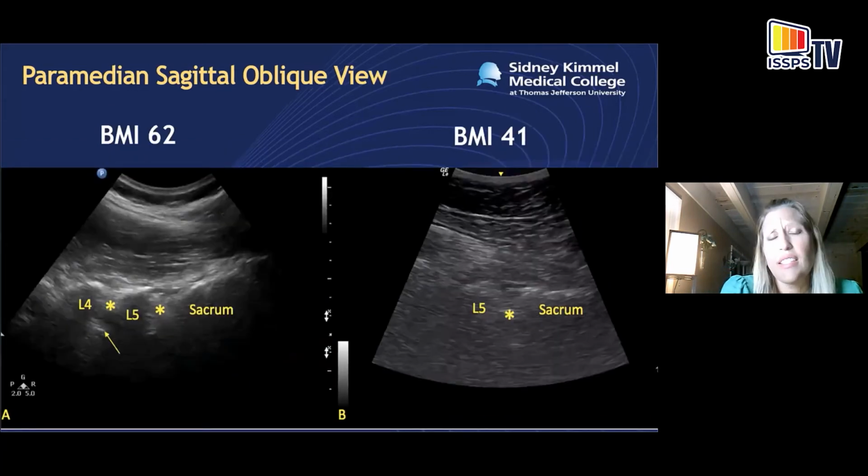And again, this is that first patient, that BMI of 62, and this is the situation where this morbidly obese, super morbidly obese patient has much better visualization in the paramedian sagittal oblique view than the BMI of 41. So in this situation, we could see the structures very well.